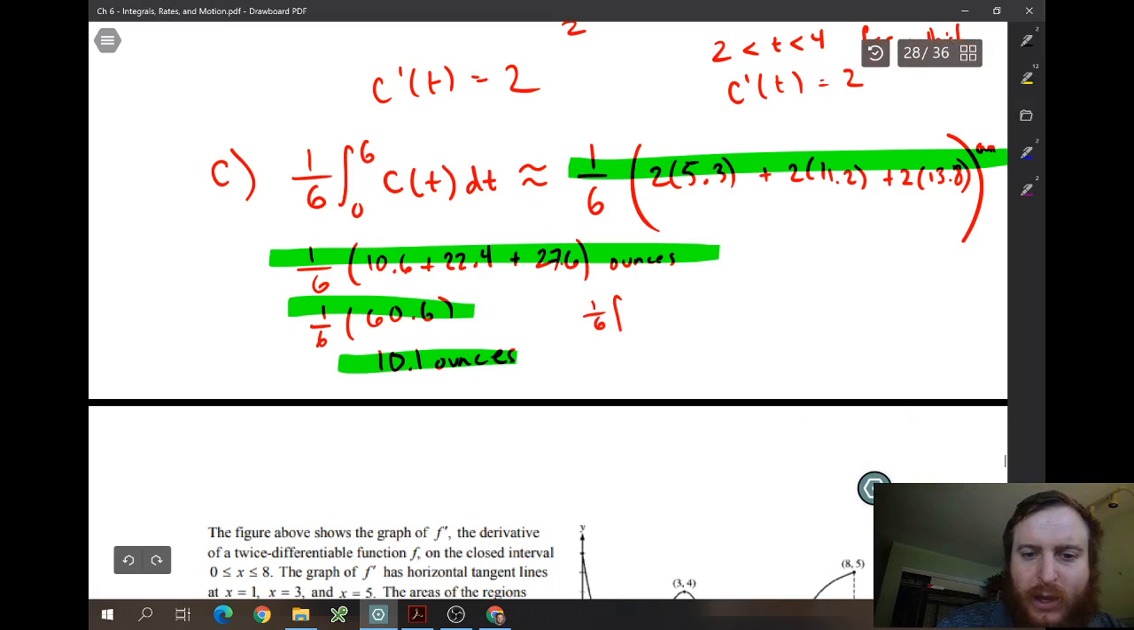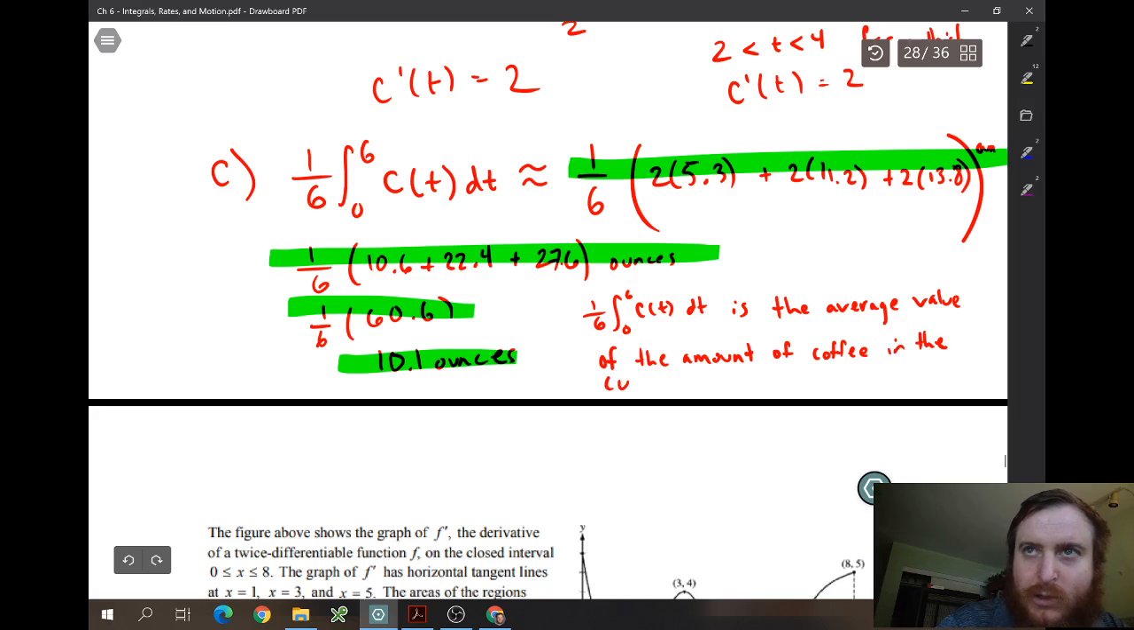So 1/6, the integral from 0 to 6 of C of t dt, since we have the 1/6, that's our average value. So it is the average value of, and then just copy down what they told us about C. C was the amount of coffee in the cup, in ounces, right? We're not going to chop off anything because average value, we keep our units the same. There's also nothing to chop off. Over 0 less than or equal to t less than or equal to 6 minutes.